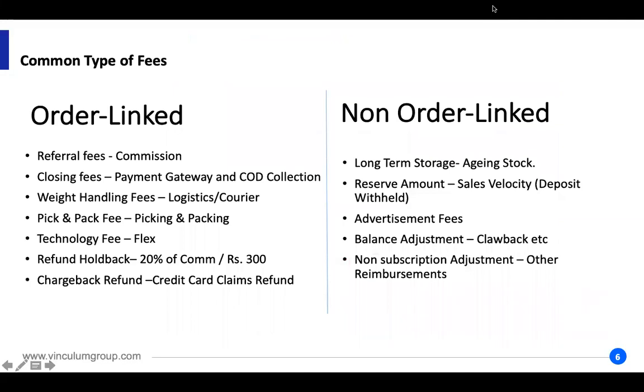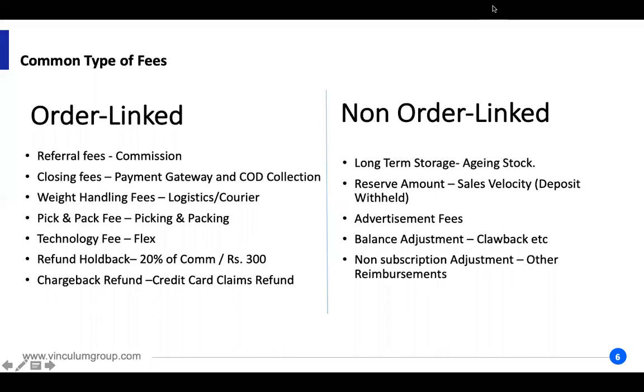So these are the common types of fees. One, which are linked to orders, and others which are not linked to an order. The common type of fees in the order-linked scenario are the referral fees. So referral fees or the listing fees is the charge that Amazon takes because it allows you to list your product onto its marketplace or platform. In common language, we can say that it is a commission.